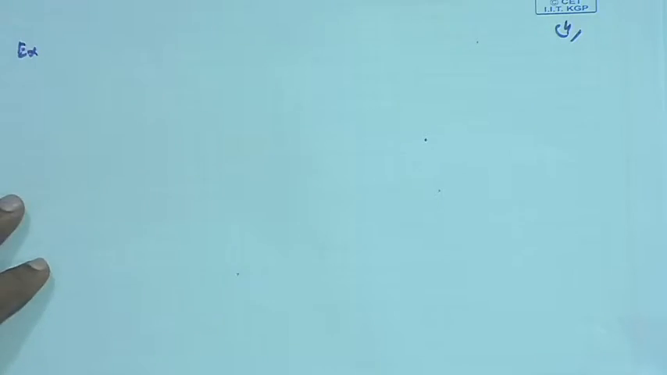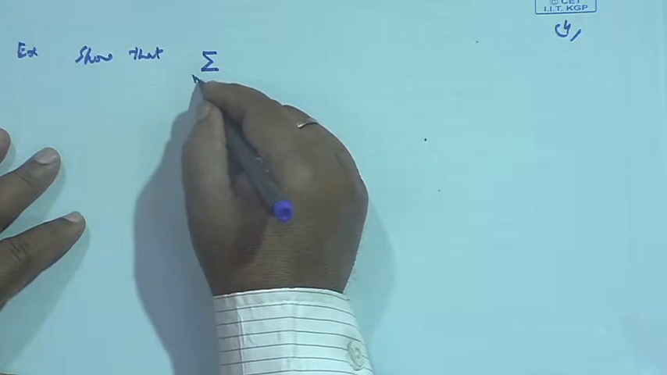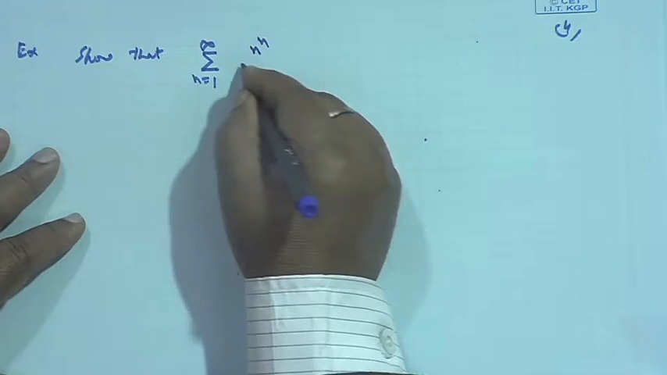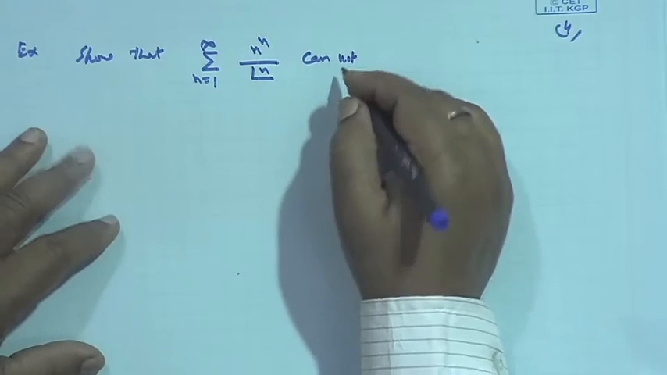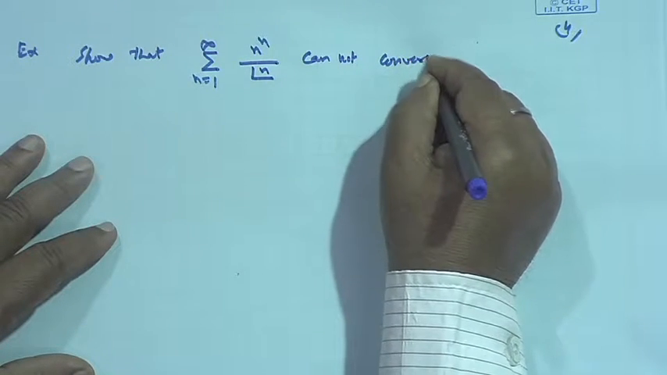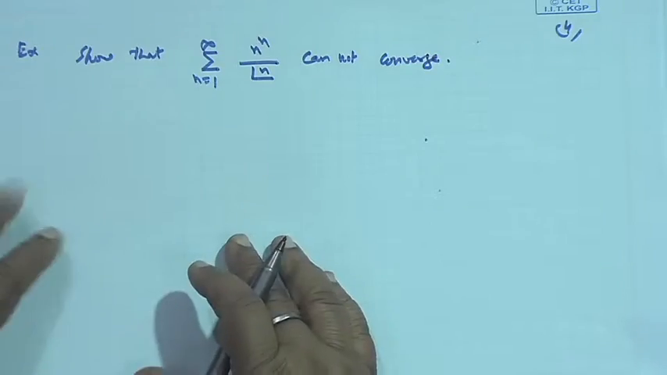Next exercise we see, so that sigma n is 1 to infinity n to the power n divided by factorial n cannot converge. Now, these are the terms of a series of positive terms, and if a series is convergent, then nth term must go to 0. But if all the terms of the series are positive and limit of the nth term does not go to 0, then series has to be divergent.